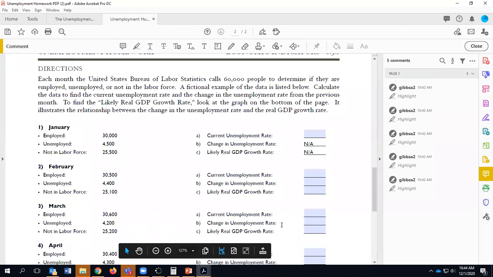And then on the back, you're going to have some math. This is what I wanted to go over. So each month, the United States Bureau of Labor Statistics calls 60,000 people to determine if they are employed, unemployed, or not in the labor force. A fictional example of the data is listed below. Calculate the data to find the current unemployment rate and the change in the unemployment rate from the previous month. To find the likely real GDP growth rate, look at the graph on the bottom of the page. It illustrates the relationship between the change in unemployment rate and the real GDP growth rate.